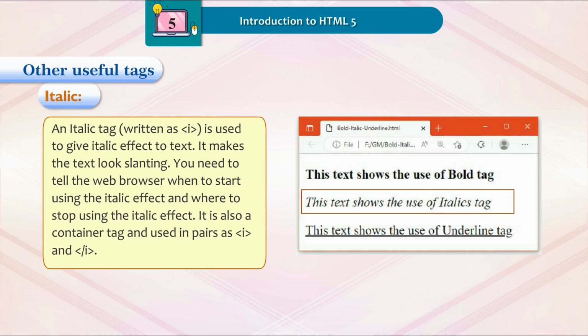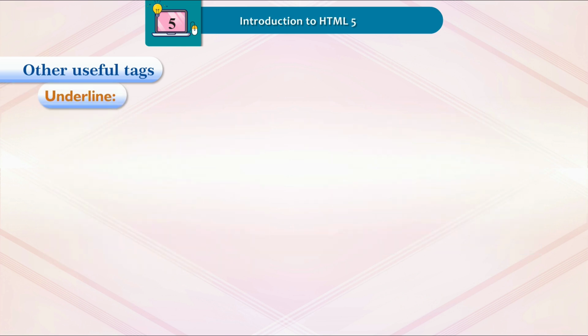Italic. An italic tag written as I is used to give italic effect to text. It makes the text look slanting. You need to tell the web browser when to start using the italic effect and where to stop using the italic effect. It is also a container tag and used in pairs as I and /I.